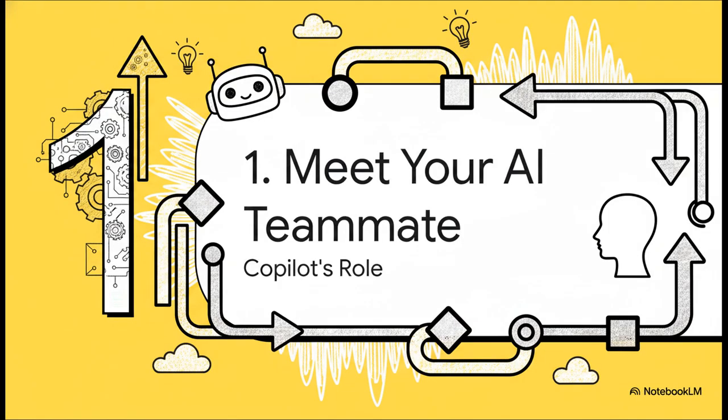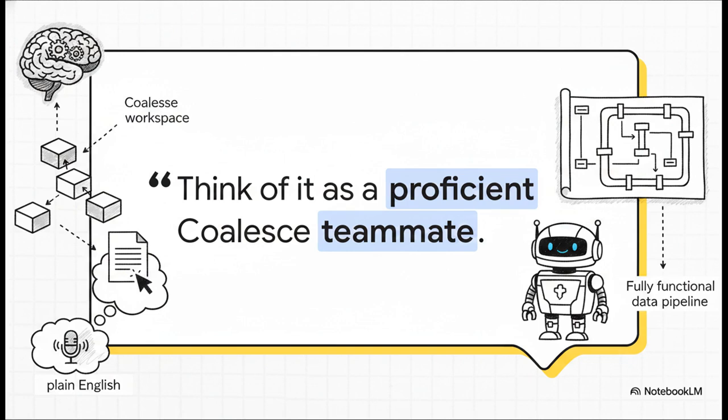To really get the most out of any tool, you gotta understand what it's for. So before we even think about writing a prompt, let's get clear on what Coalesce Copilot actually is, and just as importantly, what it isn't. This quote really is the best way to think about it. Copilot isn't just some dumb code generator. No, it's more like an assistant that actually understands the context of what you're doing inside Coalesce. Its whole job is to take your goals, written in plain English, and turn them into a real, working data pipeline.